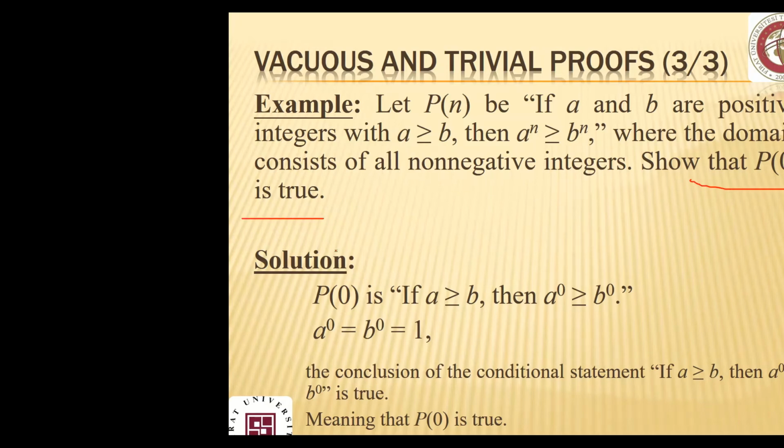All right, now let's substitute. If A is greater than or equal to B, then A to the power 0 is greater than or equal to B to the power 0. In this case, anything to the power 0, other than 0 of course, is 1. Zero to the power 0 is something else. It has its own realm in mathematics, and we can say it's equal to 1. B to the power 0 in this case is also 1. They are both equal to 1.